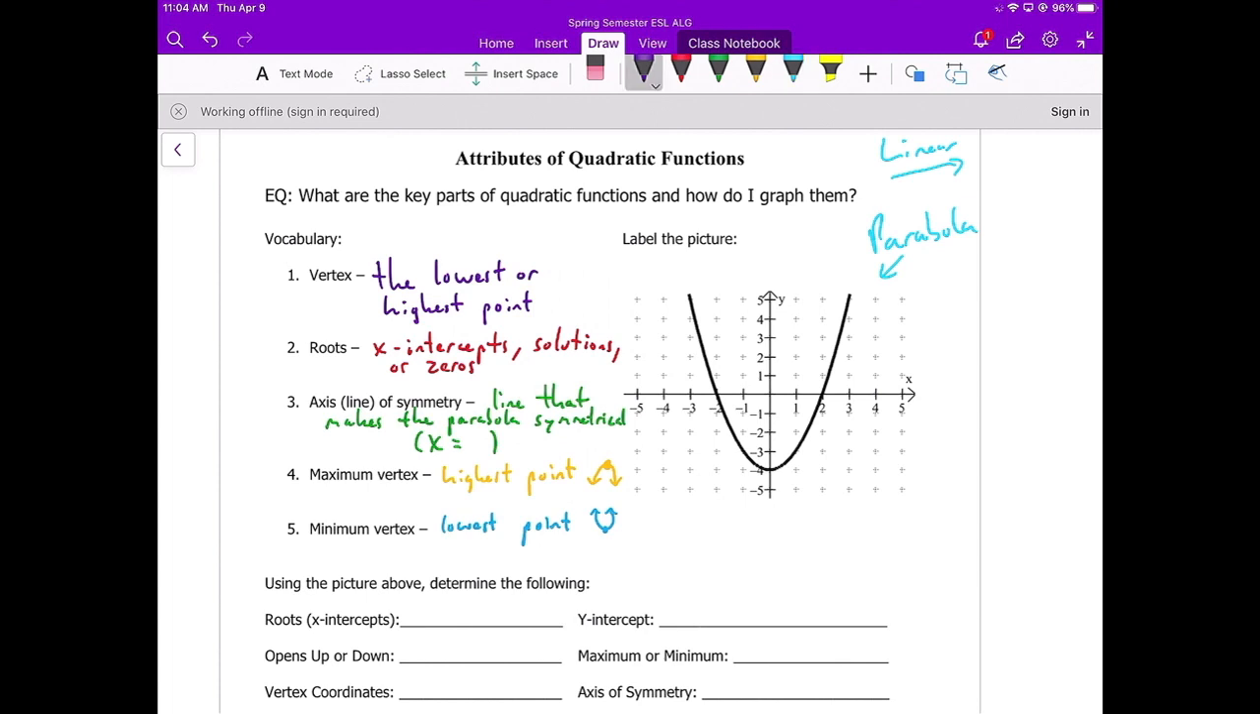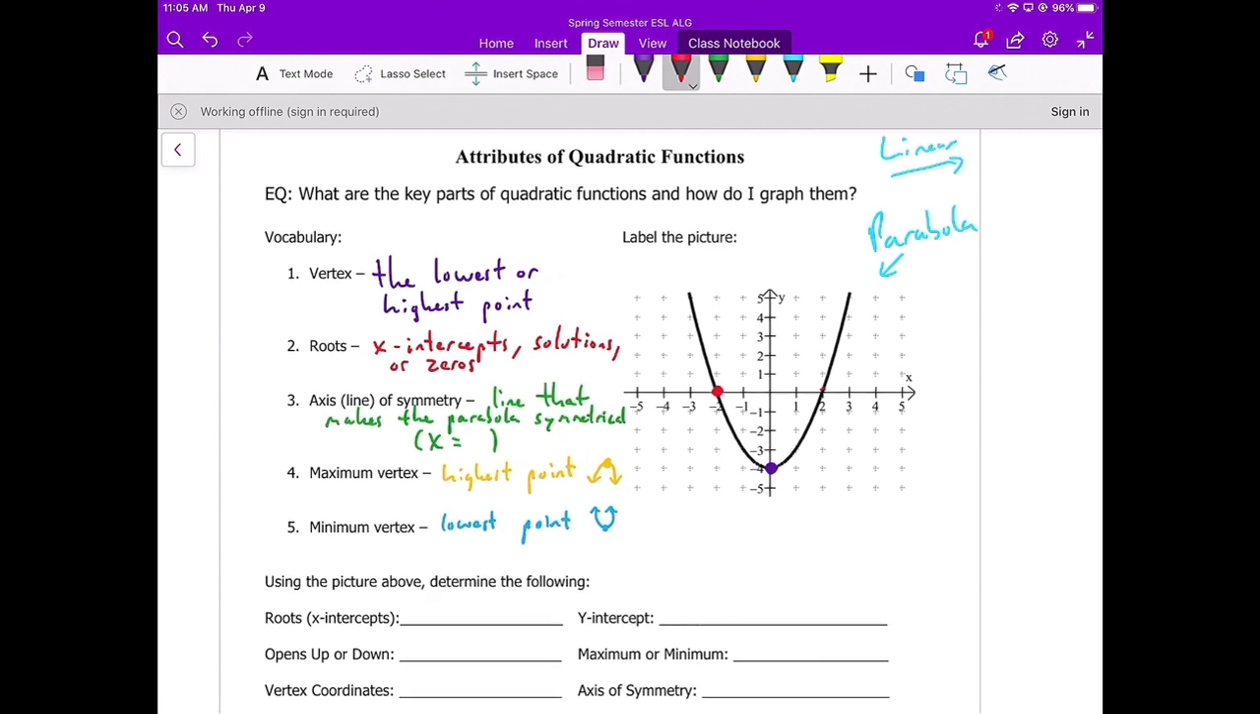So the vertex here, and I'm going to color code, is the lowest or highest point. In this example, the lowest point is down here at (0, -4). You have two roots, usually. Sometimes you don't have any, but typically it's going to be two roots. Your roots are your x-intercepts. They're also called solutions, and they're also called zeros. So we have them here. I'm color coding in red at -2 and +2. Those are the x-intercepts, where this graph, the parabola, crosses the x-axis. We have a line of symmetry.